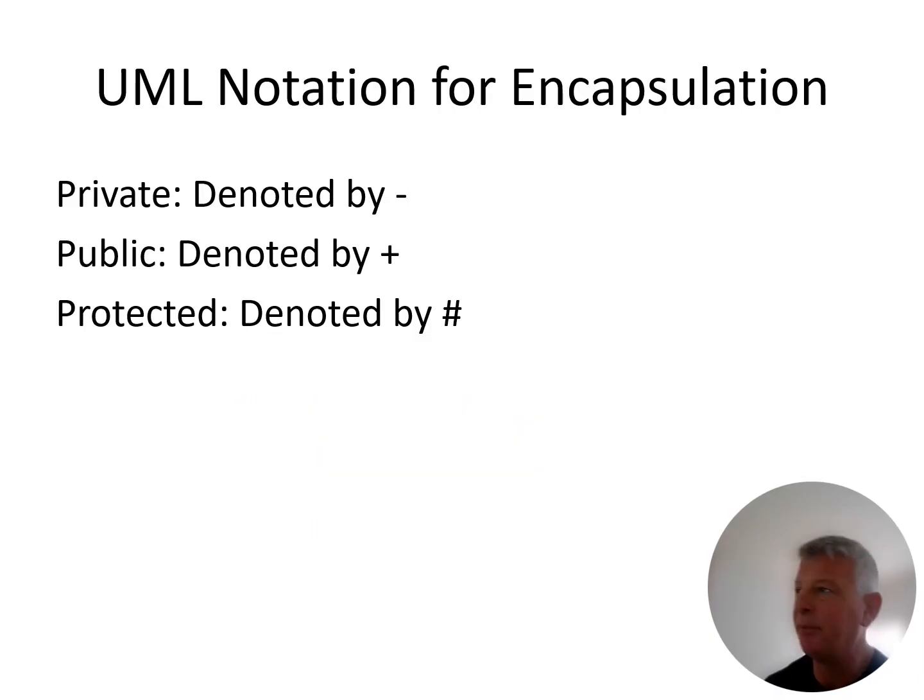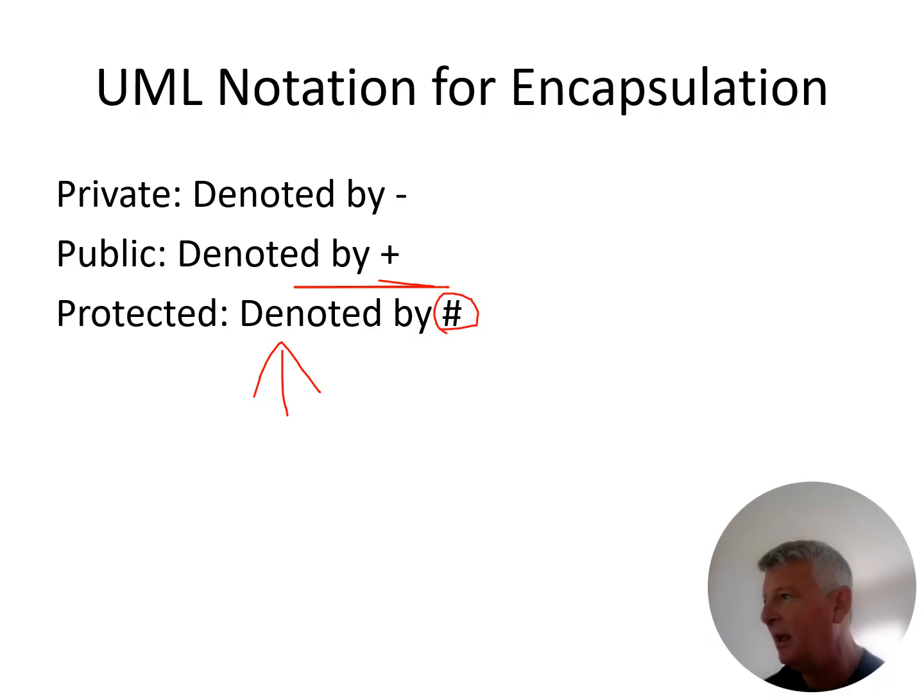So what do we have? Private is denoted by the minus sign, and public is a plus sign, and we're probably not going to do any protected. But if you're looking online, you may see the hashtag or the pound symbol for that. So you're just going to see minuses and pluses, and minuses are private, pluses are public.